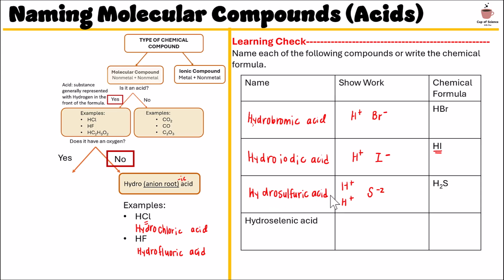Hydrosulfuric acid. Next one is hydroselenic acid. Selenic would be Se-2. It's right under sulfur. So that means we need 2 hydrogens in order to cancel out the 2 negatives here, because each hydrogen comes with +1. So this would be H2, since we need 2 of them, and then Se, hydroselenic acid.